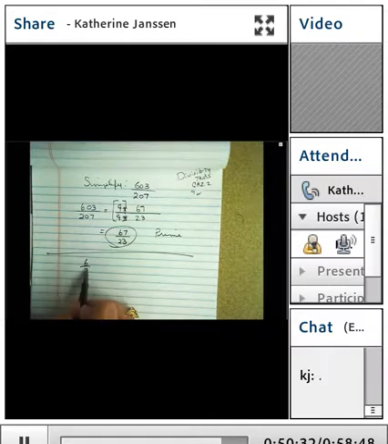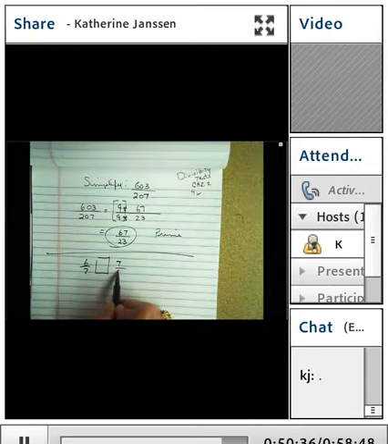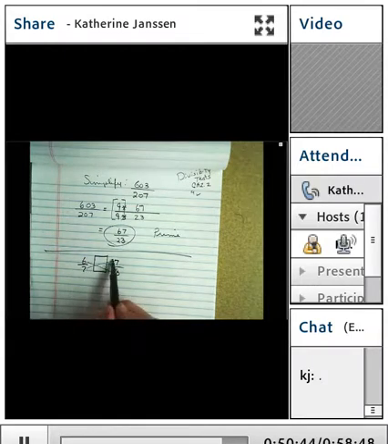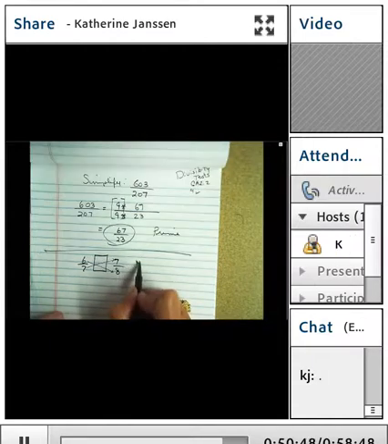So let's check. We have 6/7, and we want to know, is 6/7 equal to 7/8? Well, we can check with the cross product. 6 times 8 is 48. 7 times 7 is 49. So, no.